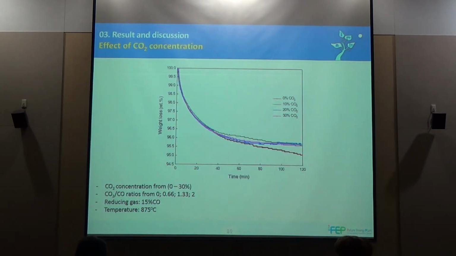Then the CO2 concentration, with different ratios of CO and CO2. Because in oxy-fuel combustion we use flue gas recirculation, we consider the effect of CO2 on the behavior of ilmenite. As you can see, without CO2 the oxygen transport capacity reaches over 5%. But with different ratios of CO2, we can control the oxygen transport capacity.